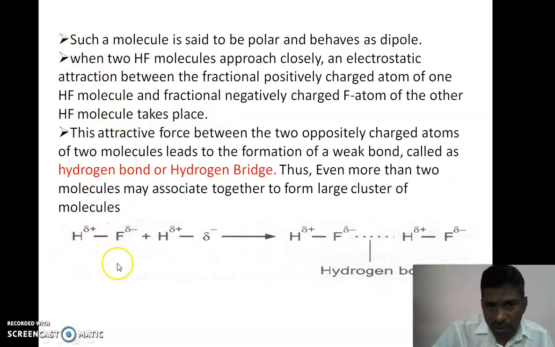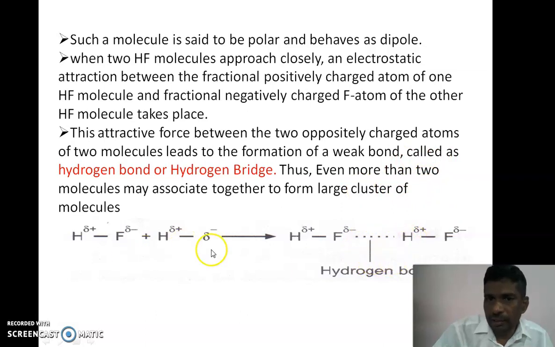In one HF molecule there is the fractional negative charge of fluorine, and in another HF molecule the fractional positive charge of hydrogen. The attractive force between these two oppositely charged atoms of two molecules leads to the formation of a weak bond, and this weak bond is called a hydrogen bond. This bond is represented by a dotted line.